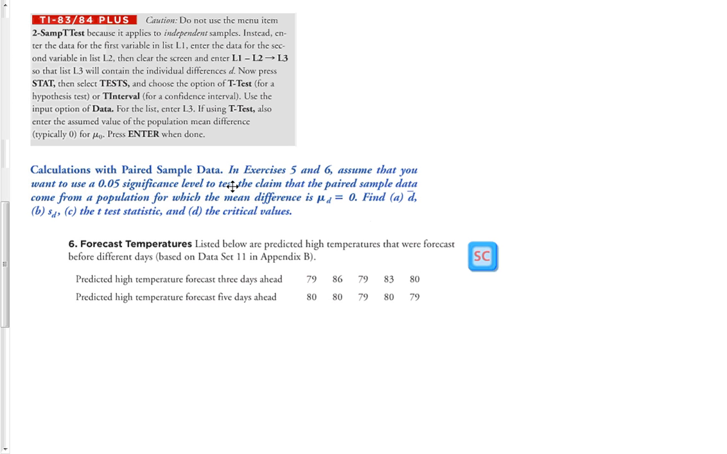Assume that you want to use a 5% significance level to test the claim that the paired data come from a population with the mean difference mu d equals 0. So we're testing the claim here that there's no difference in the paired data. And we want to, part A, find the mean difference from the sample. Part B, find the standard deviation of the differences from the sample. Part C, find the test statistic, and part D, find the critical value.